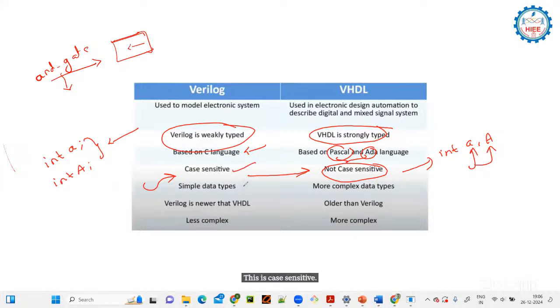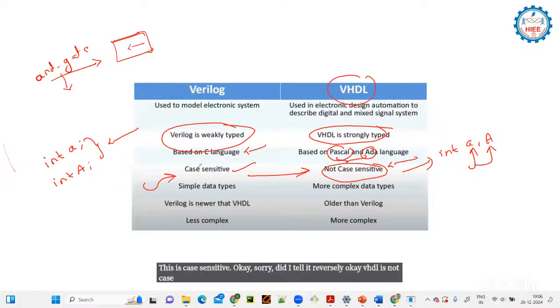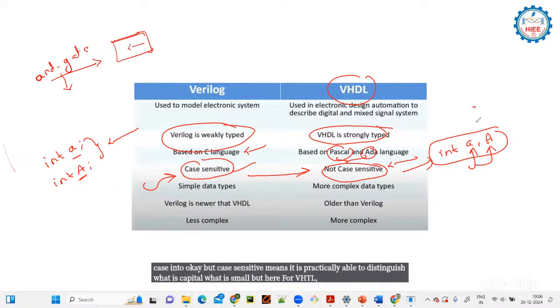Sorry, did I say it reversed? VHDL is not case sensitive, but Verilog is case sensitive. It means Verilog is able to distinguish between capital A and small a. But for VHDL, both of them look the same.